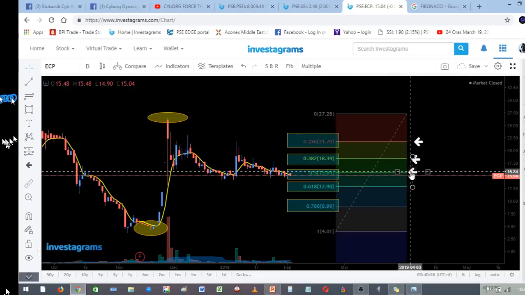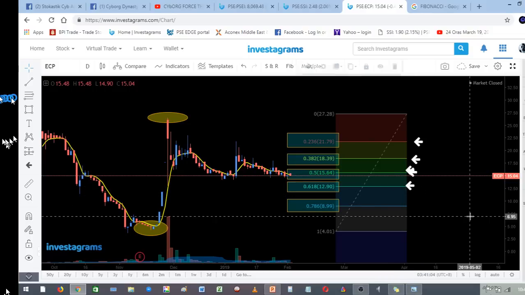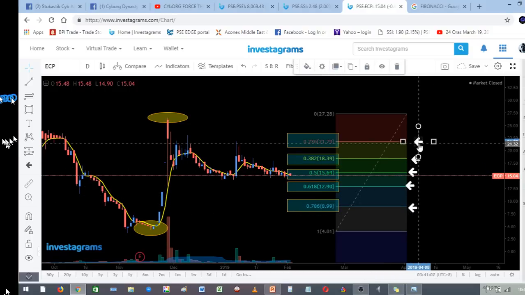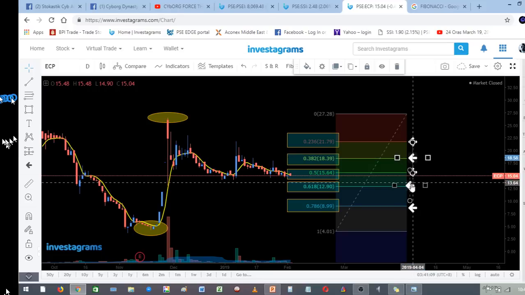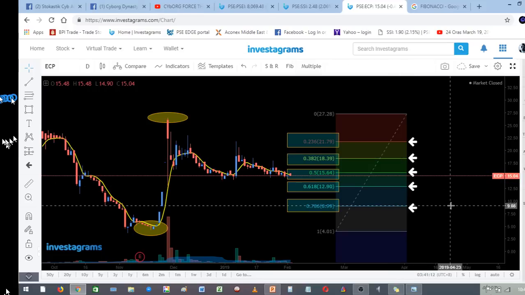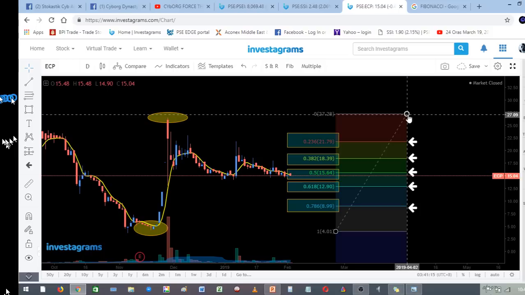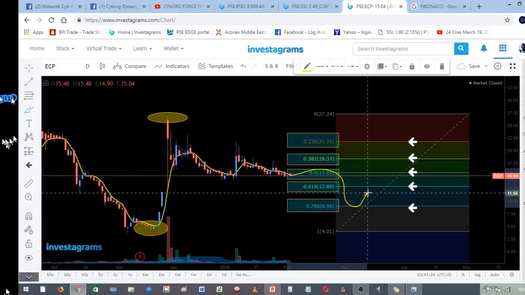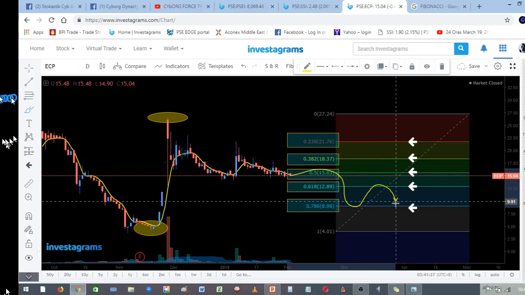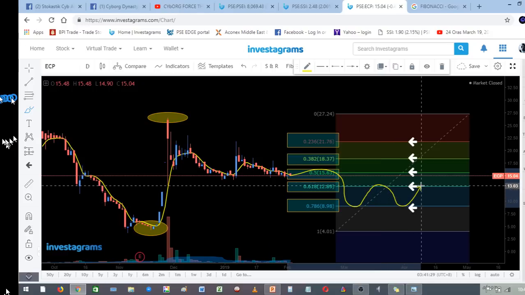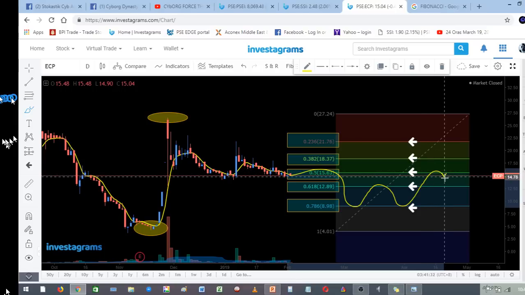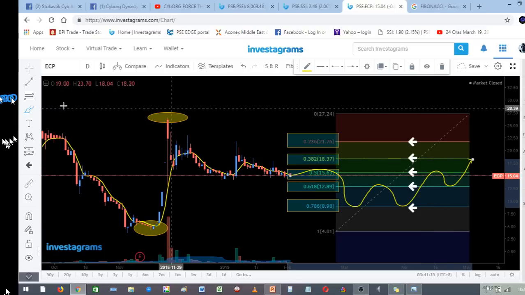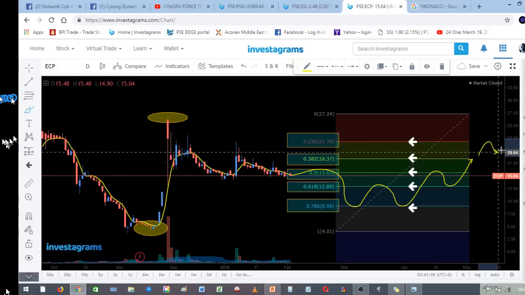To copy an icon, just copy, Control C, and Control V. So these are now your levels. So a stock could possibly turn on this level. This is now your resistance, and this is your support, and this is now your resistance, another resistance, another support, and another resistance, and so on and so forth.